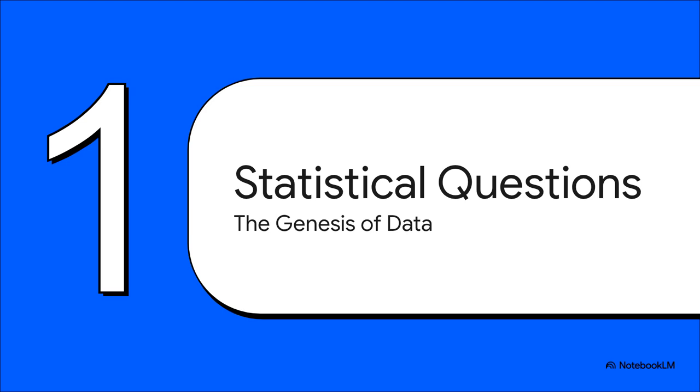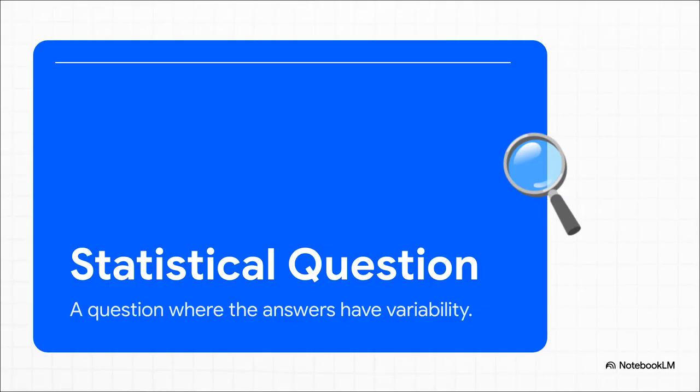The genesis of data. So, you might be wondering, what exactly makes a question a statistical question? Well, it all comes down to one magic word, and that word is variability. Basically, a statistical question is just a question where you actually expect the answers to vary. You aren't looking for one single uniform fact, you're trying to collect a whole range of different answers that you can study. Honestly, variability is the heartbeat of statistics.